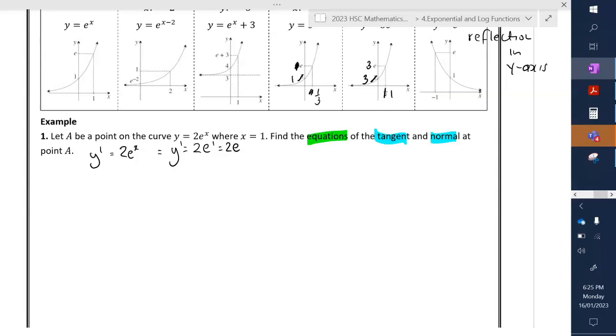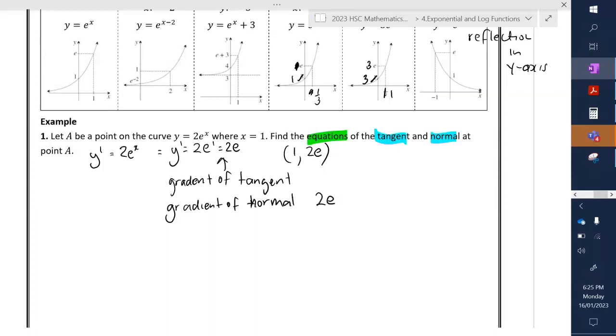What we also know is when we have our point x being equal to 1, our y value is going to be equal to 2e to the 1. So that's the point that we're looking at, our x and our y point. This y dash is our gradient of the tangent. And remembering our normal was 90 degrees, or perpendicular, to our tangent, our gradient of the tangent, 2e, times our gradient of the normal would be equal to minus 1. So our gradient of the normal is going to be minus 1 over 2e.